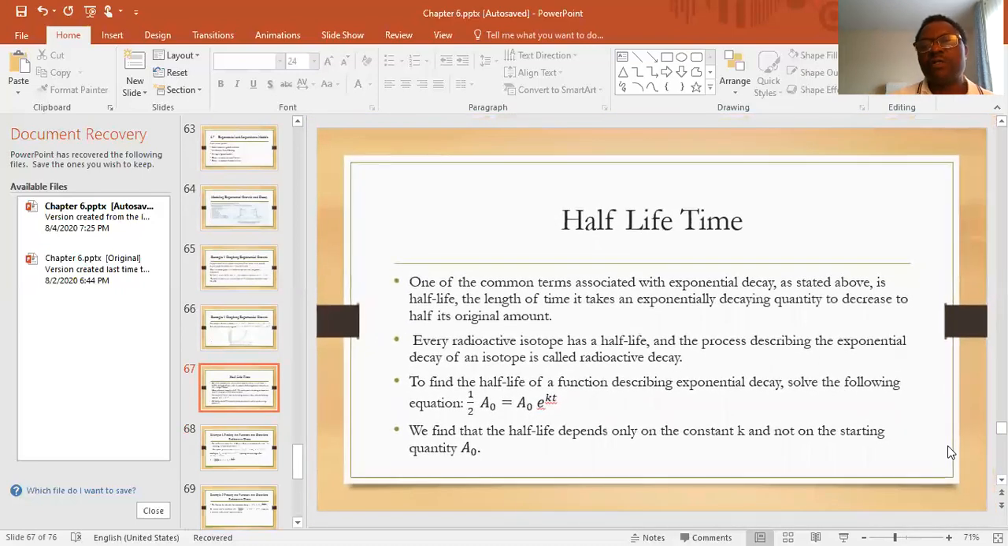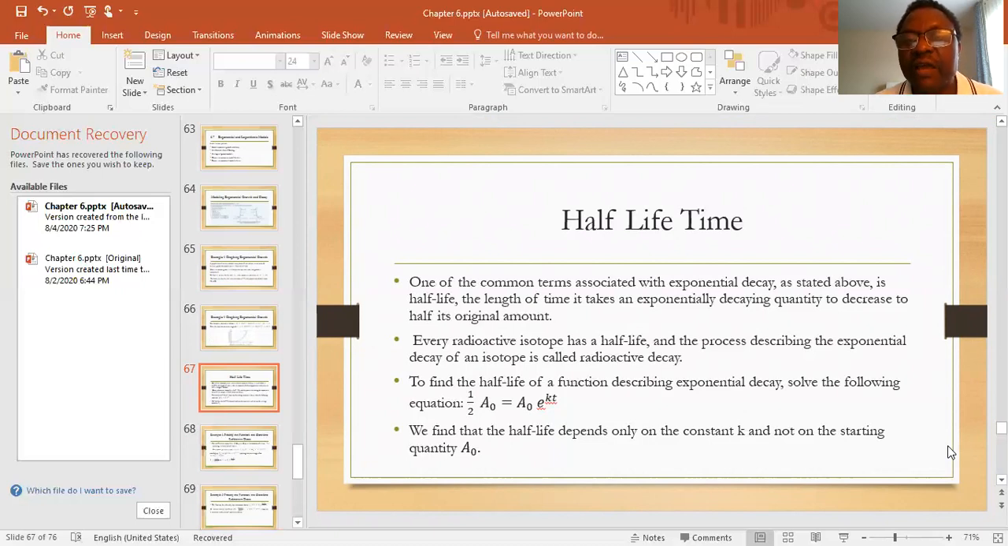So one of the common terms associated with exponential decay, as stated above, is the half-life. The half-life is the length of time it takes an exponentially decaying quantity to decrease by half of its original amount. So if you know the half-life of a radioactive isotope, for example, you will be able to find the value of K.